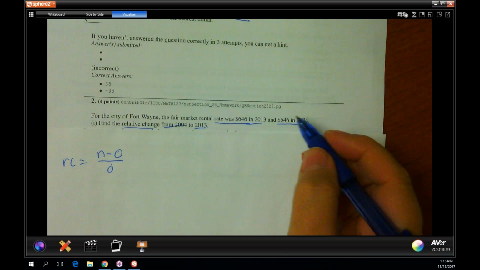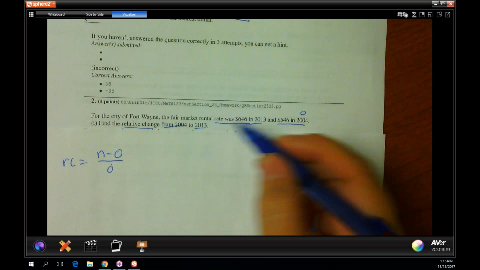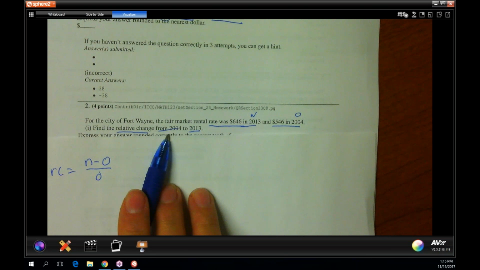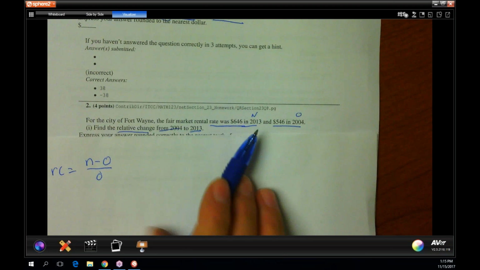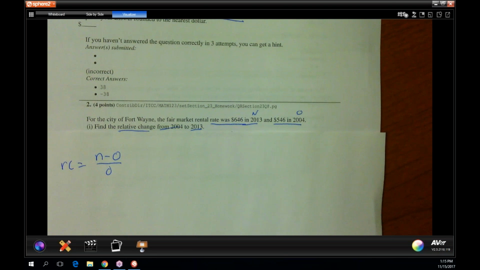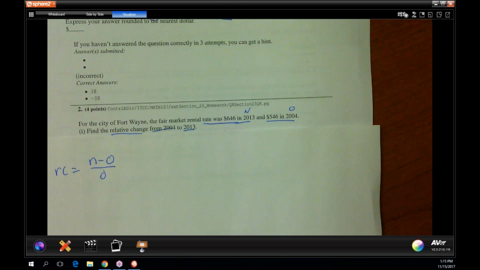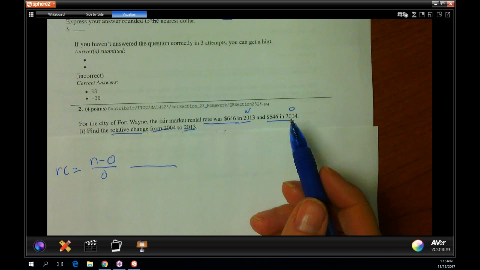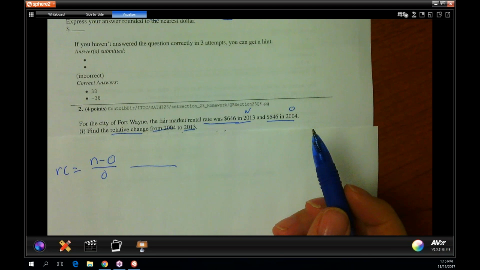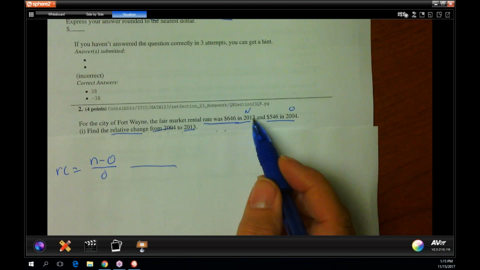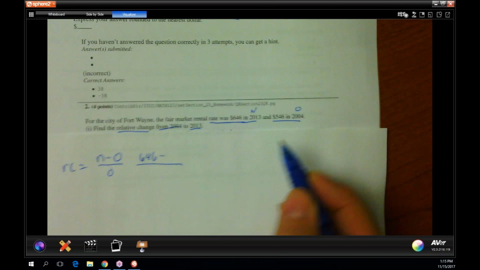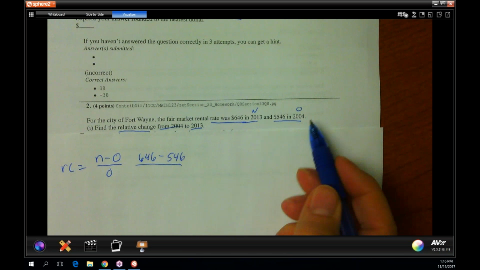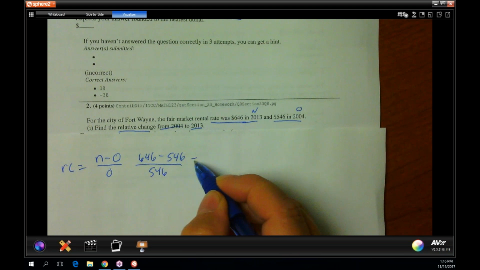So 2004 would be our old. Even though that's not chronologically the old, we have to go with the from as the old, the to is the new. Okay. So now we fill in the blanks. Oh, this one is correct chronologically. Sorry, it's the next one that's not. So we have the new minus the old over the old.